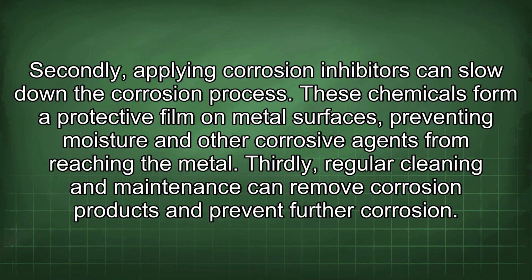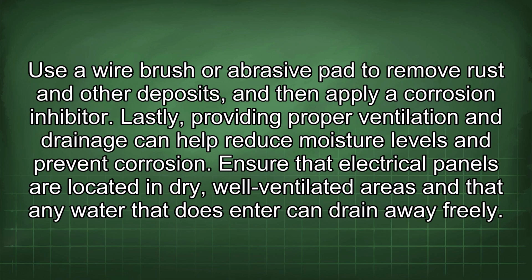Secondly, applying corrosion inhibitors can slow down the corrosion process. These chemicals form a protective film on metal surfaces, preventing moisture and other corrosive agents from reaching the metal. Thirdly, regular cleaning and maintenance can remove corrosion products and prevent further corrosion. Use a wire brush or abrasive pad to remove rust and other deposits, and then apply a corrosion inhibitor.